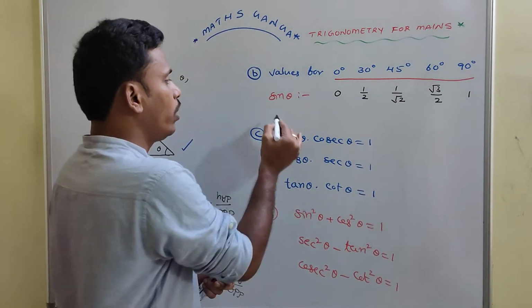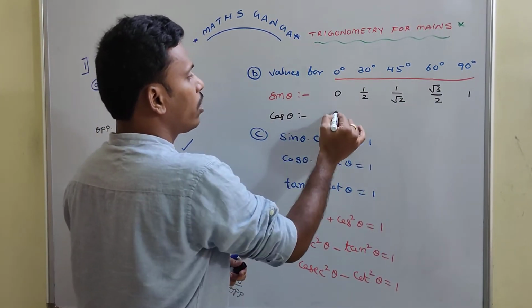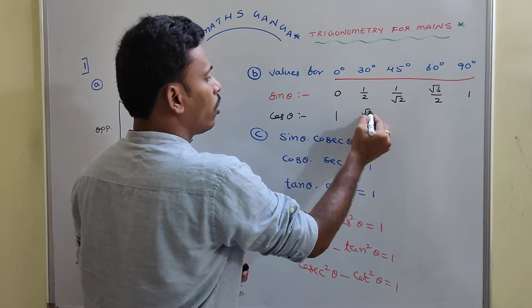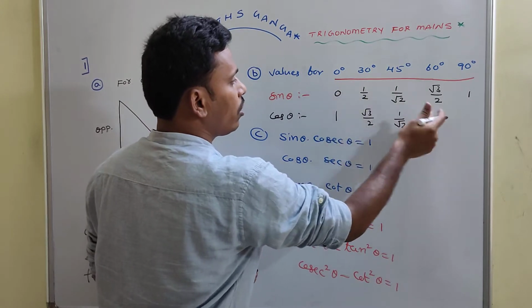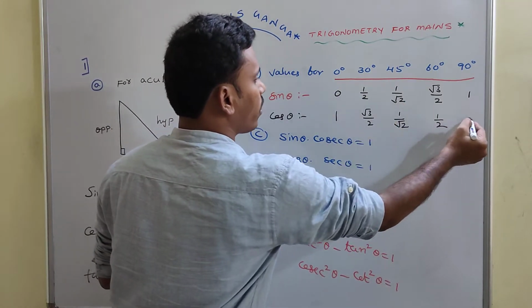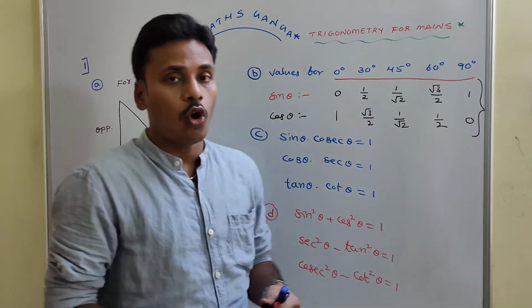And for cos theta, you just reverse all those things. Cos 0 degrees is 1. Cos 30 degrees is what? Root 3 by 2. Cos 45 is 1 by root 2, cos 60 is 1 by 2 and cos 90 is 0. All these are the very basic things of trigonometry. I think you know all these things, right?